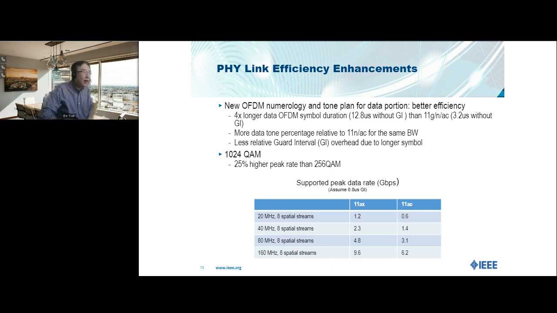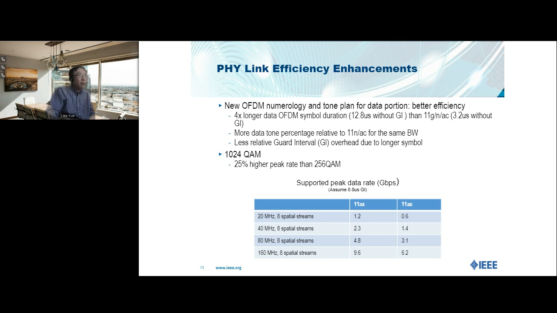Now let's talk about PHY efficiency, the high efficiency. How do we achieve high efficiency, which is the name of 11ax? From the PHY side, we did many things. The first thing is link efficiency. 11ax introduced a new OFDM numerology and tone plan. We use a 4x longer data duration.